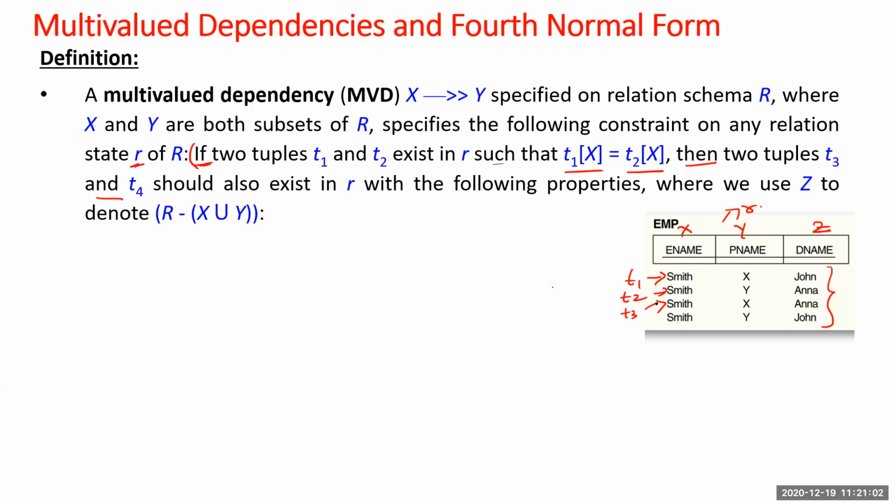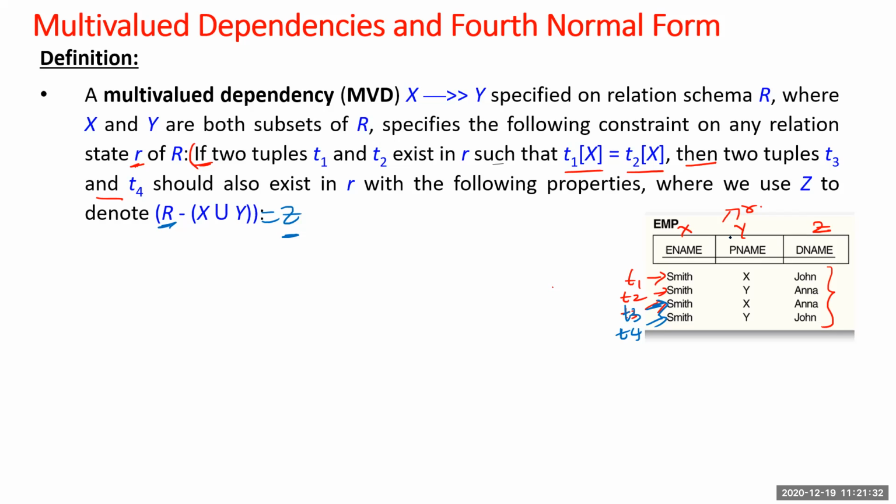So let me change the color for T3 and T4. The two other tuples, T3 and T4, should also exist in R with the following properties, where we use Z to denote R minus (X union Y). What is my relation? X, Y, Z, E name, P name, and D name. What will be Z? R minus X union Y.